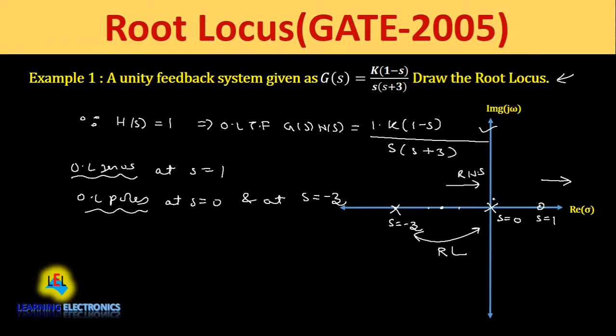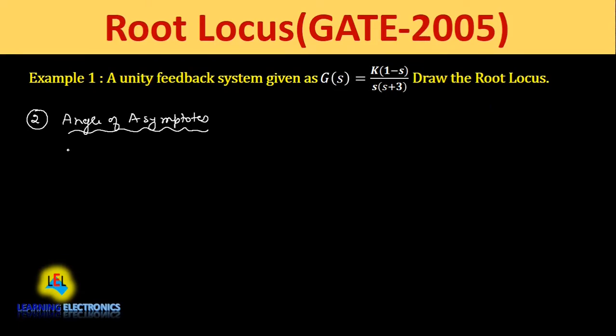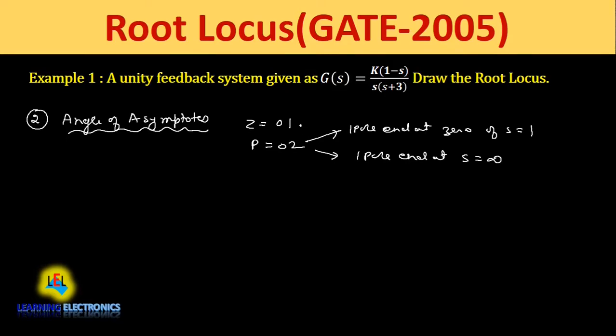We only have to check the poles and zeros to the right side of this point. Next step is to find the angle of asymptote. Here we have only one zero at s = 1, and two poles at s = 0 and s = -3. As we are given only one zero, from these two poles one pole will end at the zero at s = 1 and another pole will end at infinity. That means only one pole approaches infinity. Therefore, we have only one angle of asymptote.